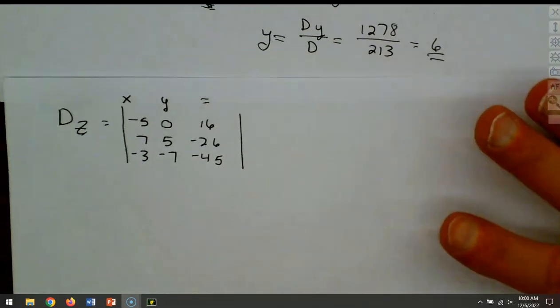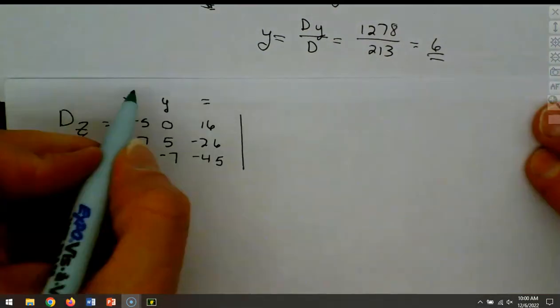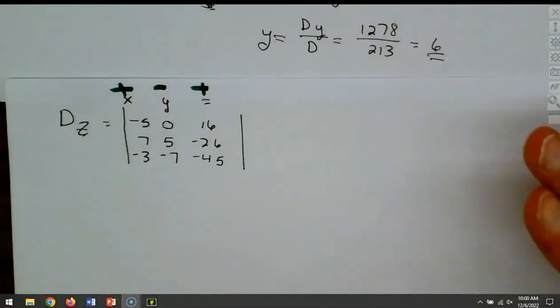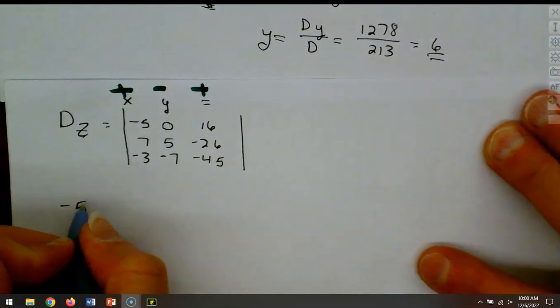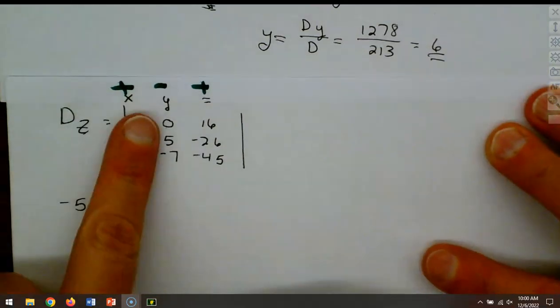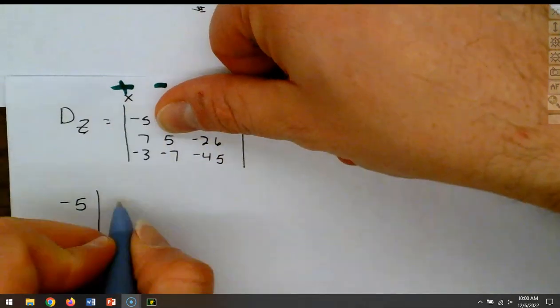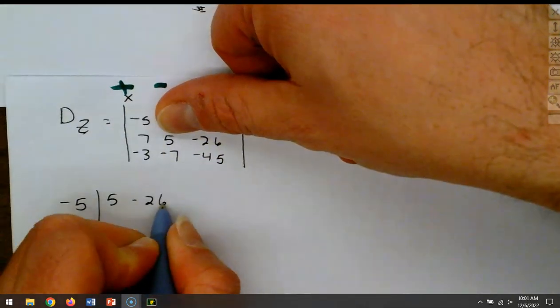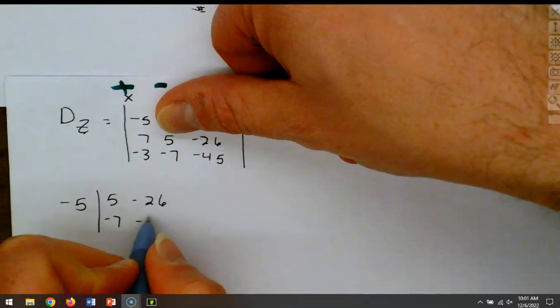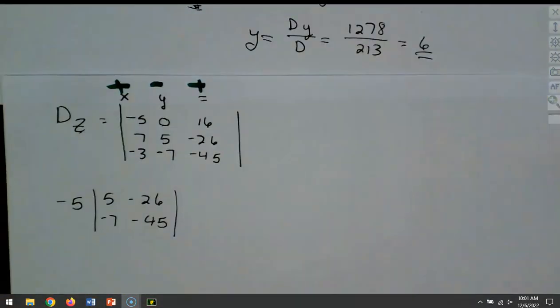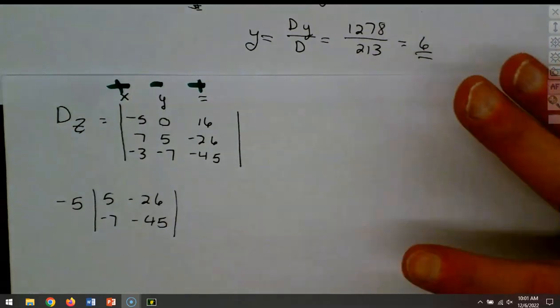Okay, so let's go ahead and go across the top. How do the signs go? Plus, minus, and plus again. So we have a negative 5. Cover it up. And that is 5, negative 26, minus 7, and a minus 45 for that determinant. Make sure everything is copied down right so we don't have any sign errors.